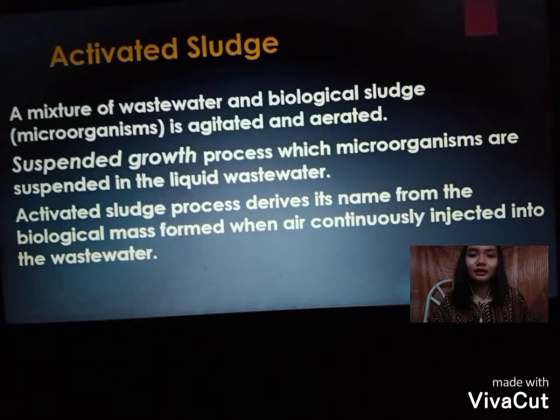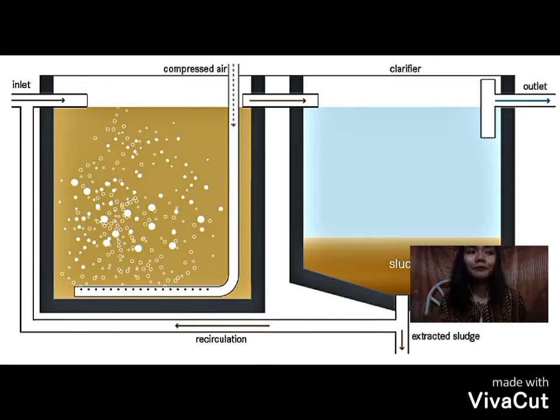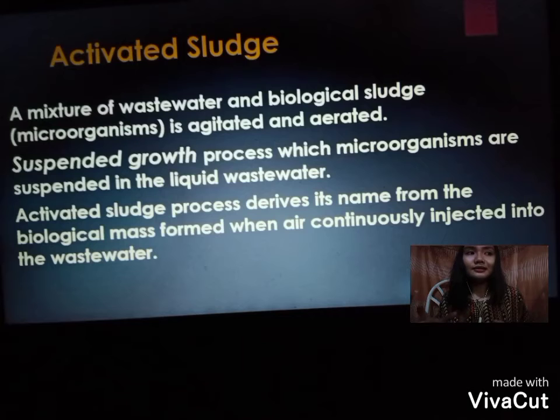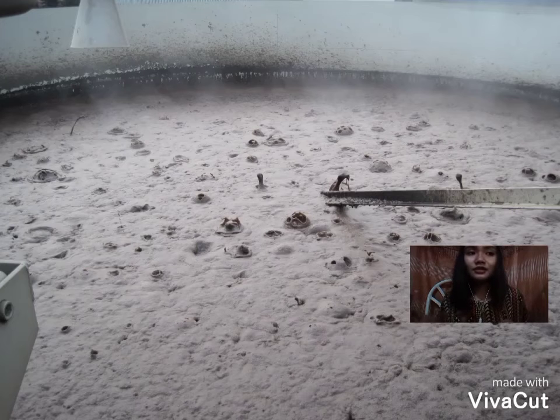The activated sludge. The activated sludge process derives its name from the biological mass formed when air is continuously injected into the wastewater. So this sludge, a mixture of wastewater and biological sludge microorganisms, is agitated and aerated. It is a suspended growth process, in which the microorganisms are suspended in the liquid wastewater.